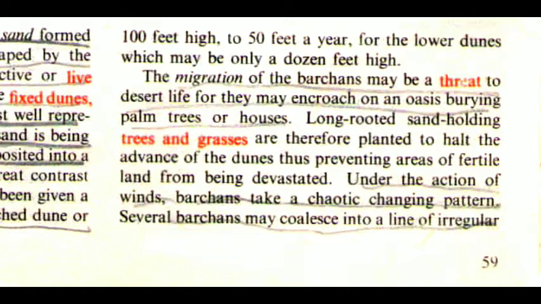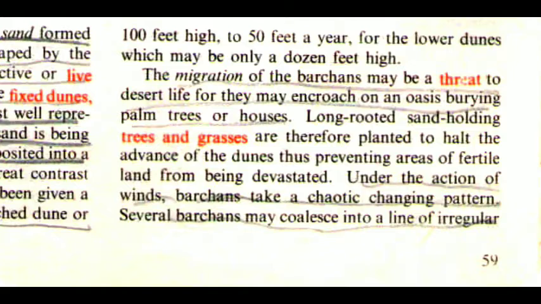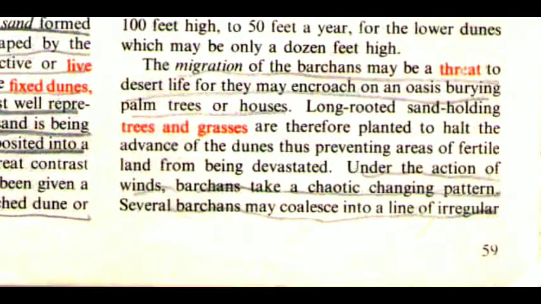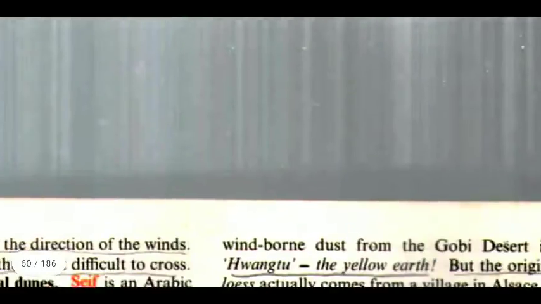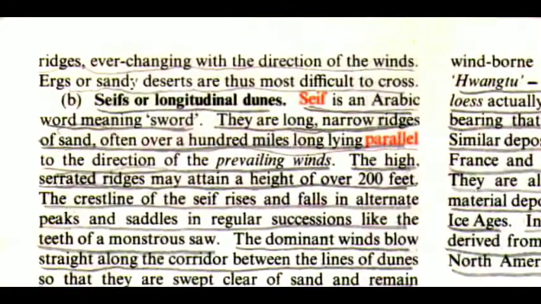The migration of the barchans may be a threat to desert life, for they may encroach on an oasis, burying palm trees or houses. Long-rooted sand-holding trees and grasses are therefore planted to halt the advance of the dunes, thus preventing areas of fertile land from being devastated. Under the action of winds, barchans take a chaotic changing pattern. Several barchans may coalesce into a line of irregular ridges ever changing with the direction of the winds. Ergs or sandy deserts are thus most difficult to cross.